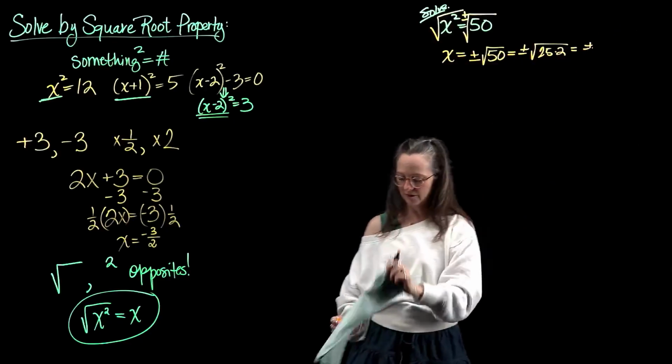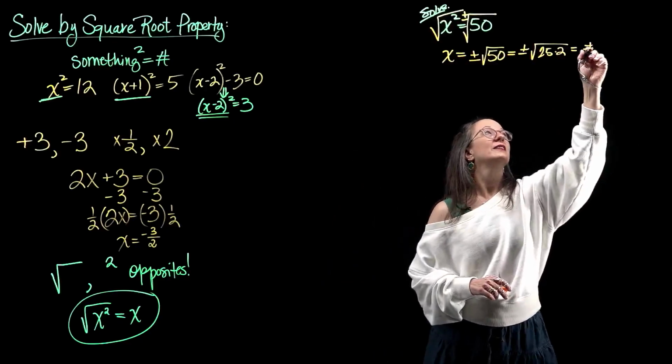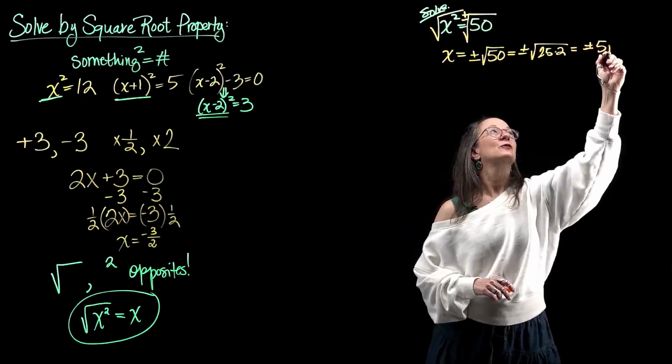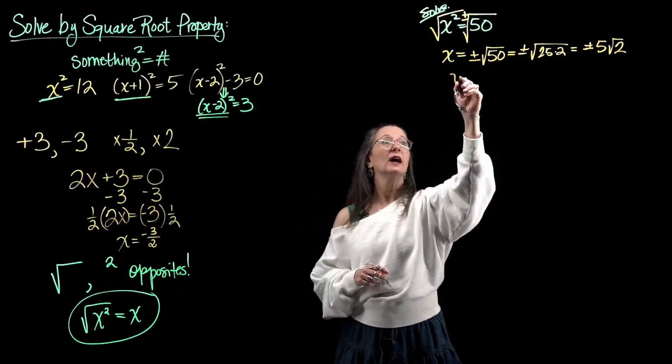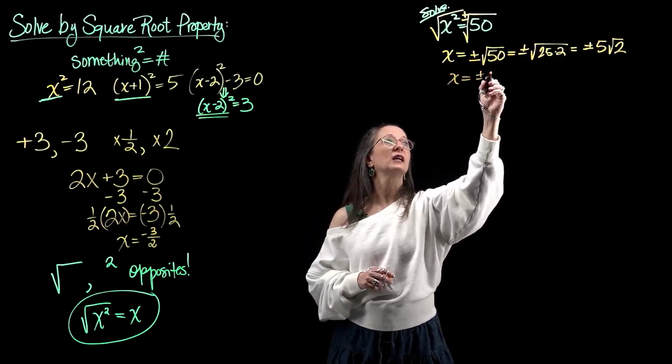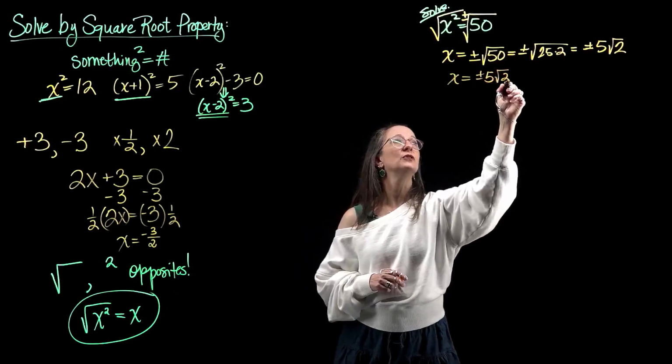All right, it's fixed now. Positive and negative 5 square root of 2. So my answer would be x equals positive and negative 5 square root of 2.